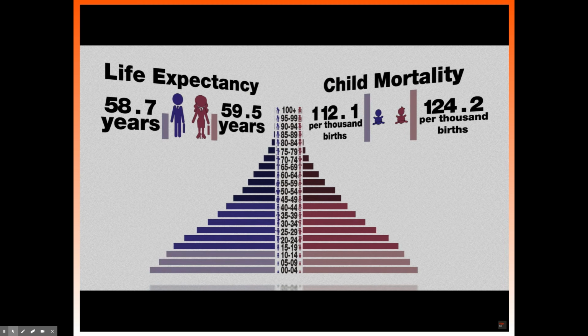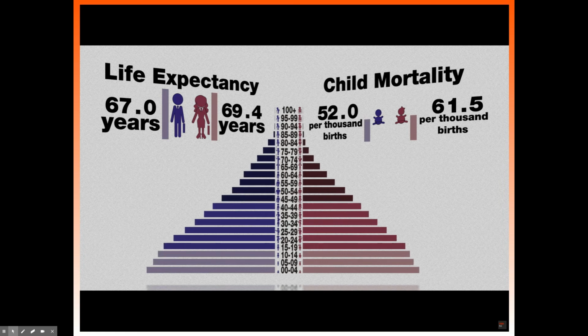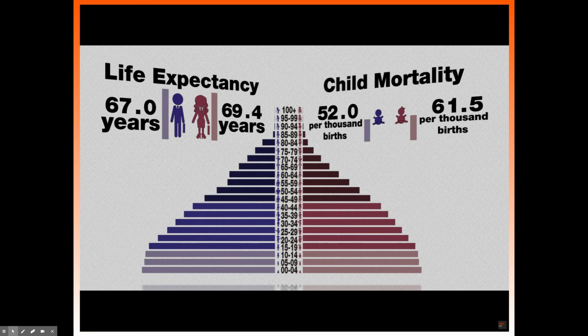Countries that have only recently begun the process of industrialization typically see an increase in life expectancy and a fall in child mortality rates as a result of improvements in medicine, sanitation, and food supply, while birth rates remain constant, leading to a population boom.